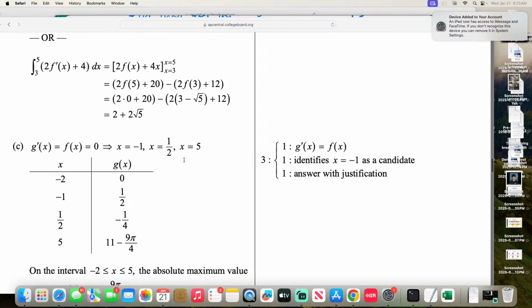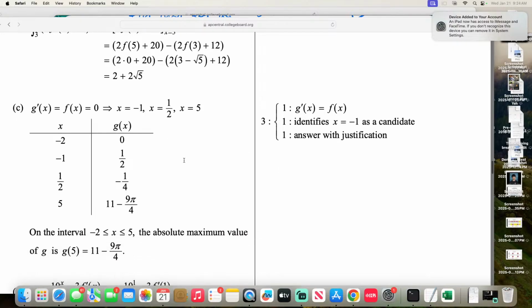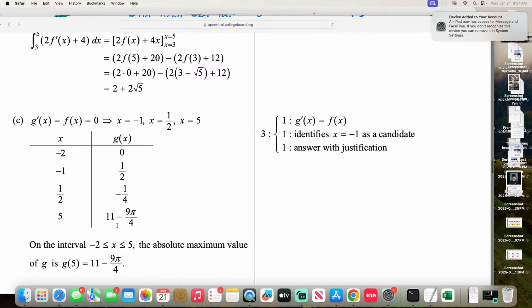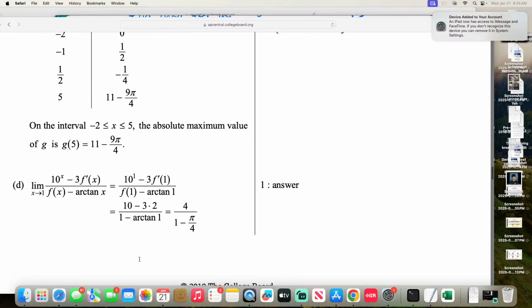Okay. Again, there's a damn table again. Every year there's a damn table. What do they ask? Absolute minimum value, absolute maximum value. Same point. They give you 3 points for this stuff. Identify x equal to -1 as a candidate. Justify. Find all the things. And look, guess what? You got some of those things already. So it's really easy to evaluate those points. The last one, okay, you don't have to get the last one.